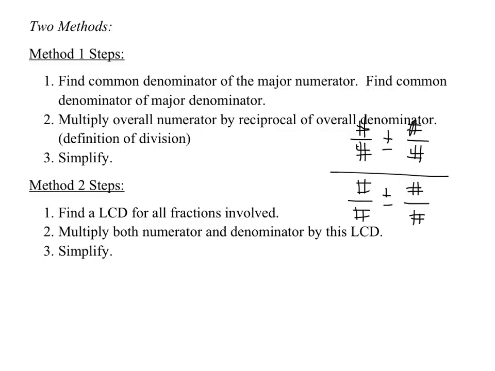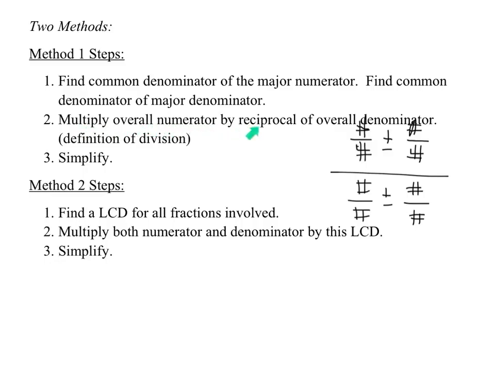So find a common denominator of the major numerator. That means find a common denominator of these two denominators here. This is like the major numerator. This is the major denominator. Within each, you have a numerator, denominator, numerator, denominator. Now, then you find a common denominator of the major denominator. So find an LCD of these two. Figure it out. Find an LCD of these two.